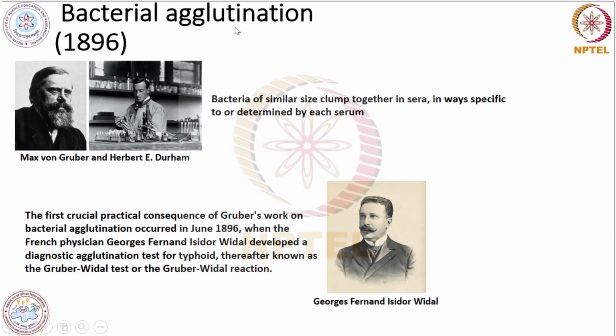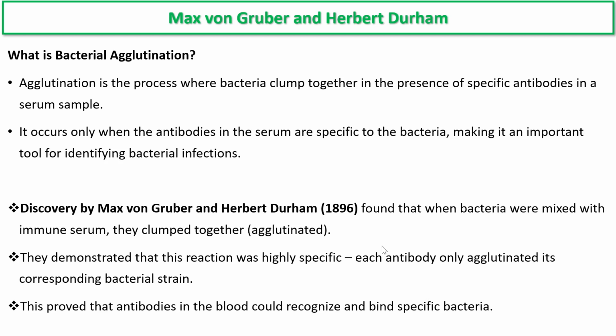There is another story for bacterial agglutination from Gruber and Durham, and later joined by Vidal. Max von Gruber and Herbert Durham said that bacterial agglutination is a process where bacteria clump together in the presence of specific antibodies in a serum sample. It occurs only when the antibodies in the serum are specific to the bacteria, making it an important tool for identifying bacterial infection. In short, when we have some bacteria and some specific antibody in the blood, these both will interact with each other and cause agglutination. What type of bacteria is present will interact with that particular type of antibody only.